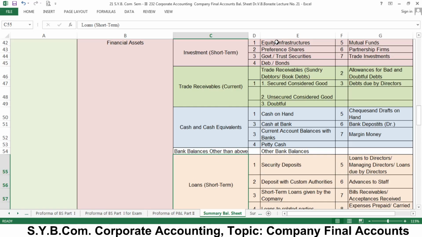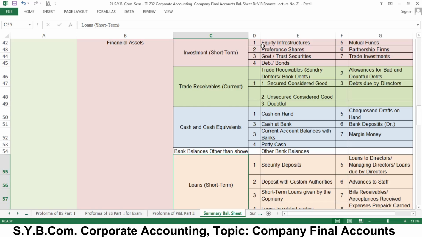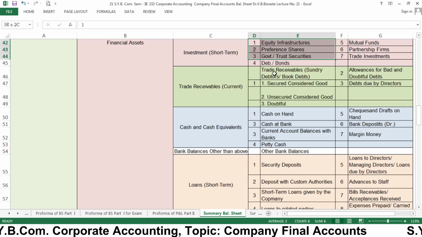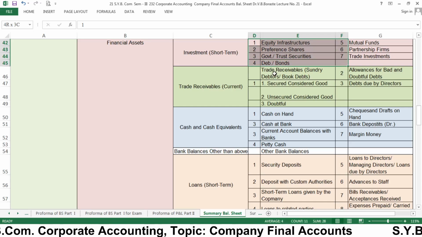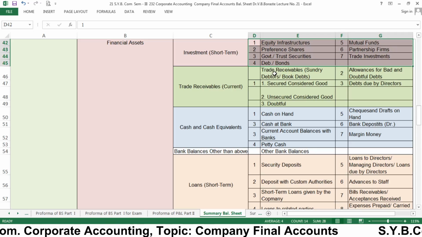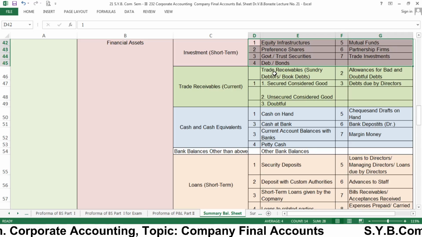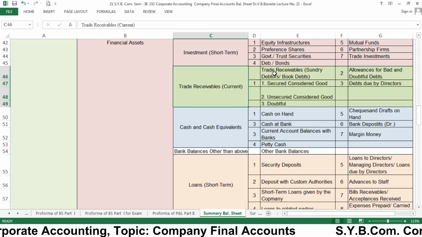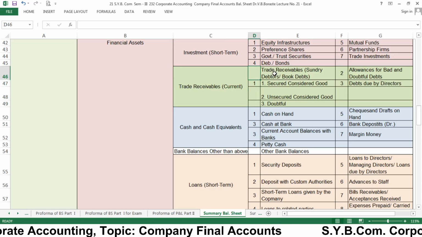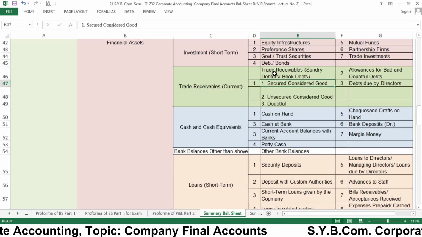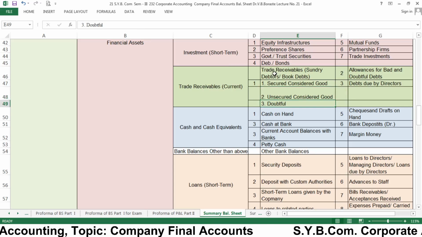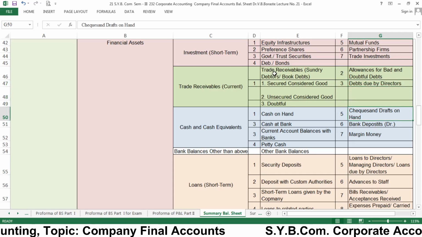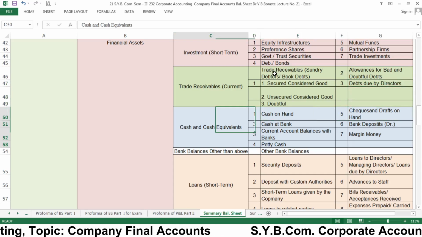Which is short term. So under the head investment of short term, equity, infrastructure, preference shares, government bonds, securities, debentures, mutual funds, partnership firms, and trade investments, all these assets are covered under the head financial assets. After that, there are certain trade receivables, which are called sundry debtors: secured considered good, unsecured considered good, and doubtful, as well as allowances for bad and doubtful debts, and debts due by directors. So these are trade receivables, but the nature is current.